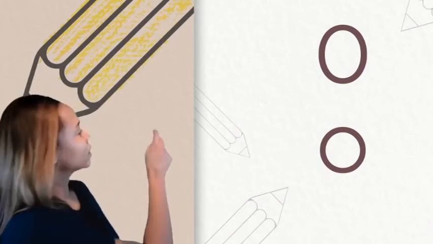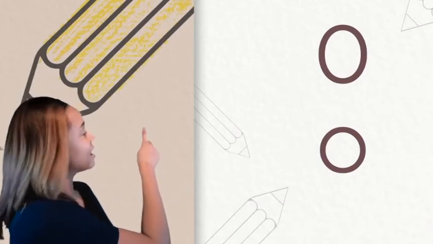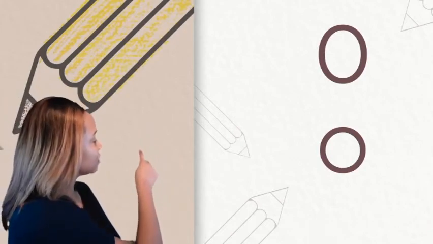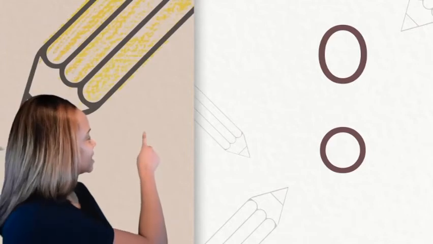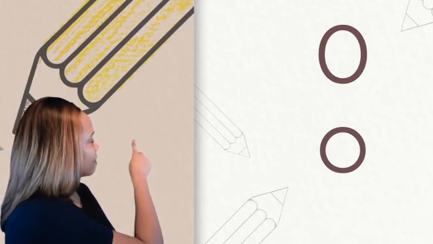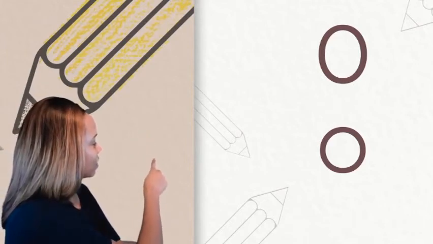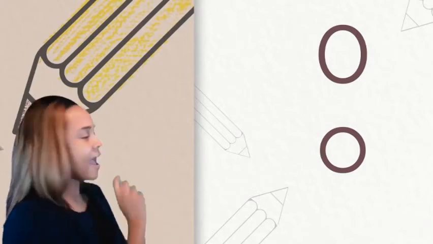Now let's make our lowercase o. We're going to start at the belly line and curve around to the foot line, coming all the way back up to the belly line. Try with me. Starting at the belly line, coming down like a circle, curve all the way to the foot line, back up to the belly line.